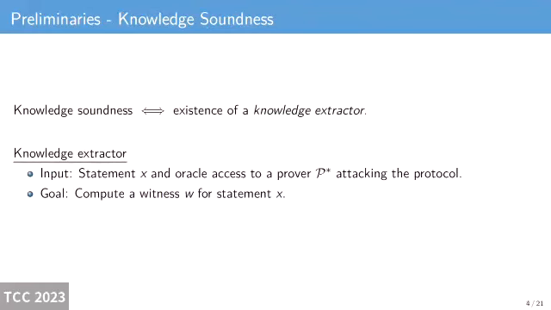More formally, knowledge soundness is defined in terms of this knowledge extractor. And what does a knowledge extractor do? A knowledge extractor receives as input this public statement X and oracle access to a prover P star attacking the protocol. And its goal is to extract a witness W for the public statement X. And we say that an interactive proof is knowledge sound if it admits a knowledge extractor with large enough success probability and expected polynomial runtime.